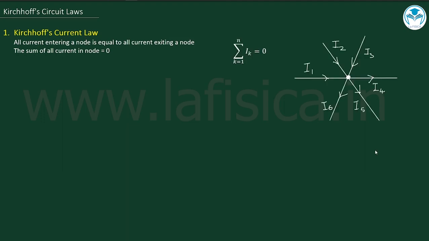This is a node. Currents I1, I2, I3 are entering the node, and I4, I5, I6 are exiting this node. Then we can write the sum of Ik equal to 0. That is, I1 plus I2 plus I3. Since I4, I5, I6 are exiting the node, we can write minus I4 minus I5 minus I6 equal to 0.